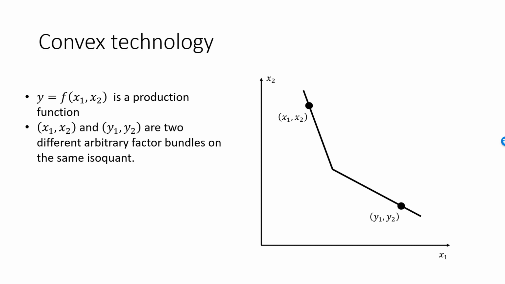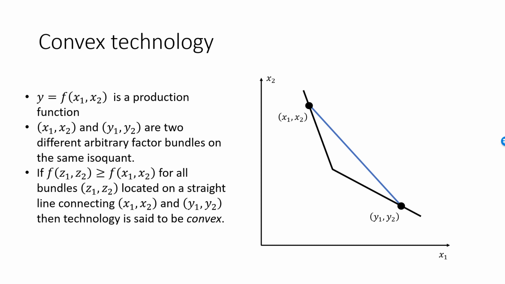The x bundle uses a lot of the second factor, while the y bundle uses a lot of the first factor. We draw a straight line between the x bundle and the y bundle, this blue line. Bundles on this blue line will be called z bundles. If it is the case that we always produce more output with a z bundle than we do with an x or a y bundle, and this is true no matter how we pick the x bundle and the y bundle on an isoquant, and no matter which isoquant we select, then we say that technology is convex. In our picture, the blue line is above and to the right of our isoquant, so the condition is satisfied.